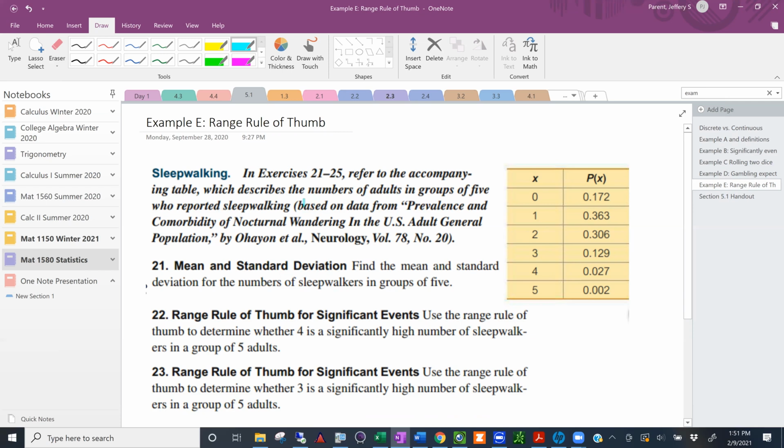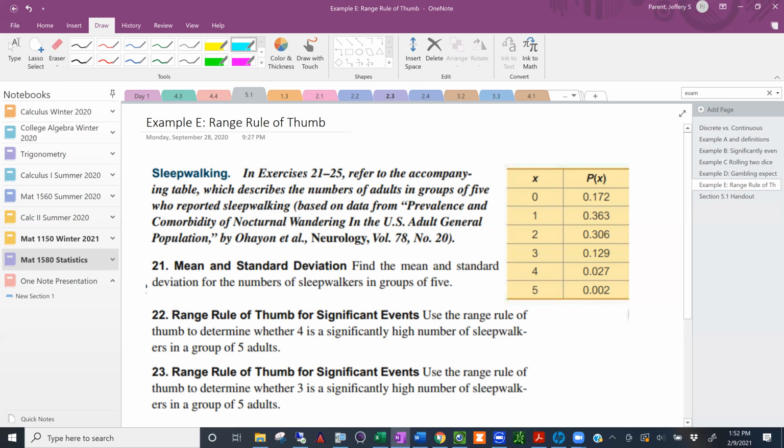Now, our author is really good about getting good data, taking it from reputable sources, etc. I just can't believe that if you had 5 people in a group, there's a 36% chance that one of them is going to sleepwalk, or a 31% chance that 2 of them are going to sleepwalk. It just seems, I don't know. Do you know that many sleepwalkers? I don't. Maybe they're using a definition of sleepwalking that I'm just not familiar with, but it seems really high.